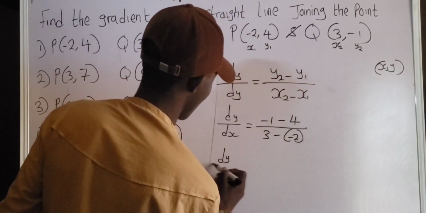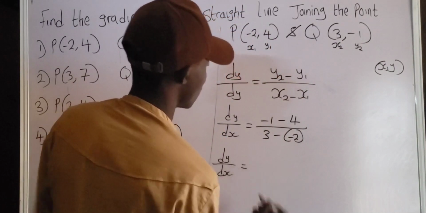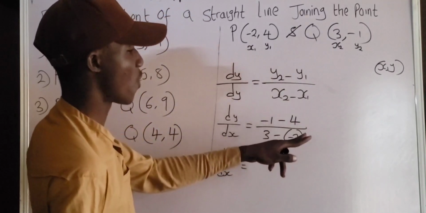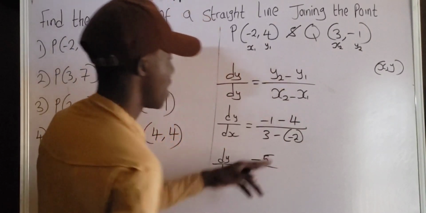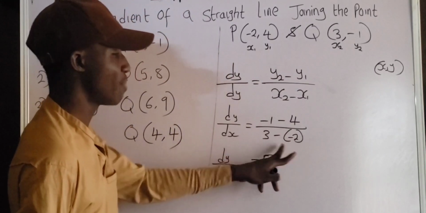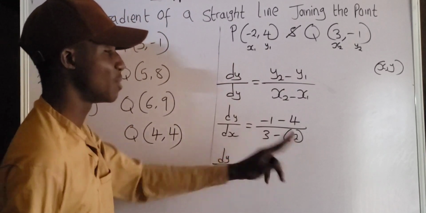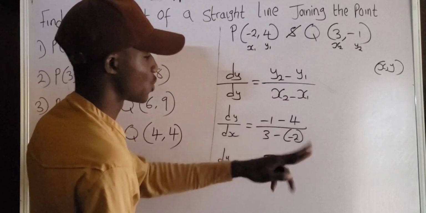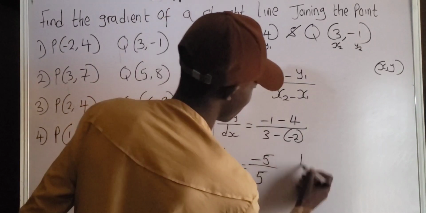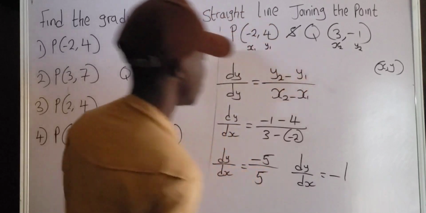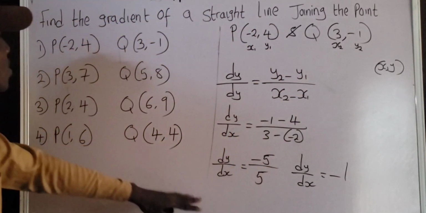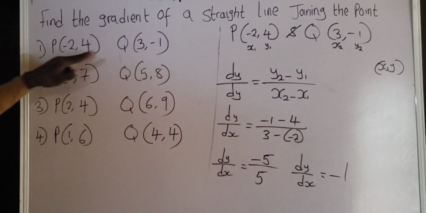For this, dy over dx is equal to minus 1 minus 4, that is minus 5, all over 3 minus minus 2. Minus multiplied by minus will be plus, so I'm going to have 3 plus 2. That is 5. So dy over dx is equal to negative 1. So the gradient of this line PQ is what?